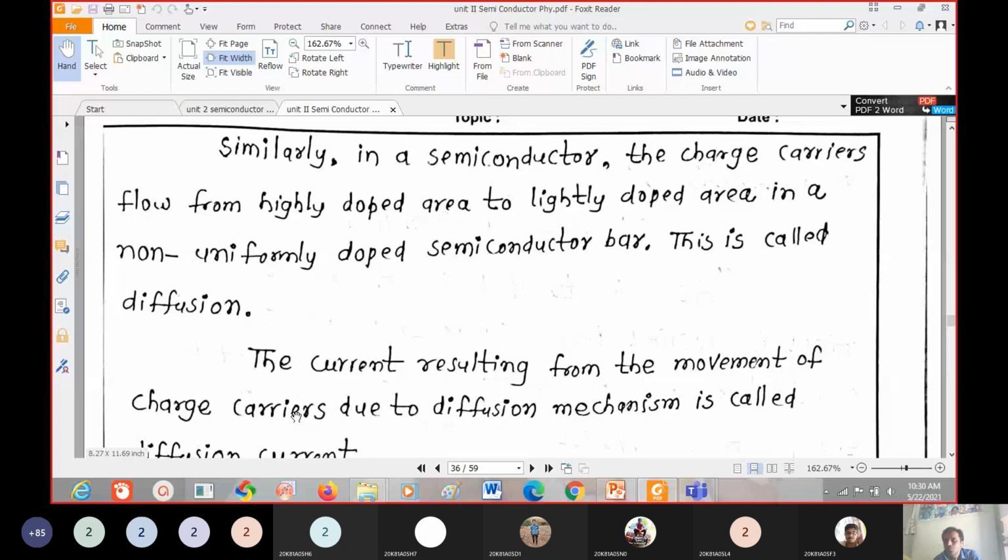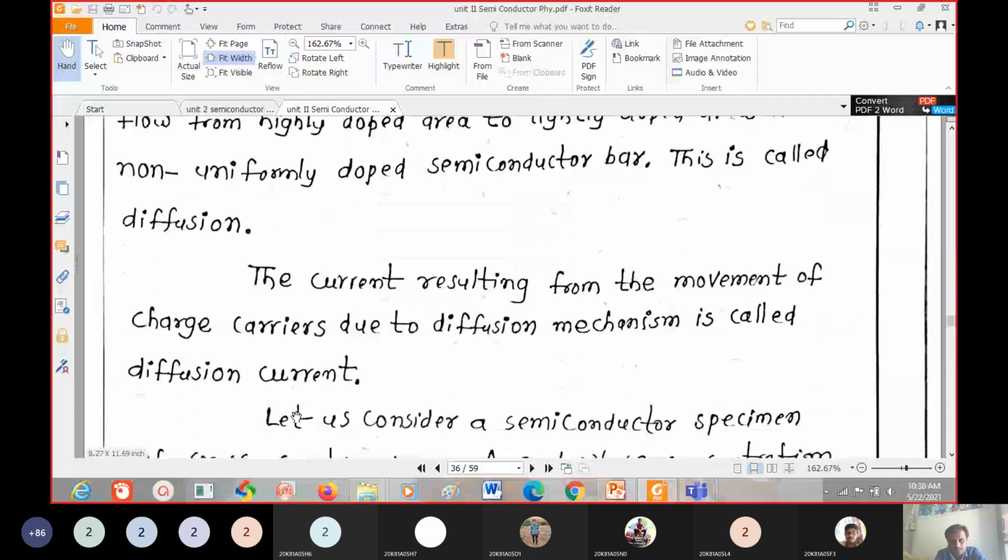Similarly, holes: if you dope with the trivalent element from one side, what happens? The holes will move from one side to another side. Holes will diffuse from one side to another, from higher concentration to lower concentration. The current resulting from the movement of charge carriers due to the diffusion mechanism is called diffusion current.